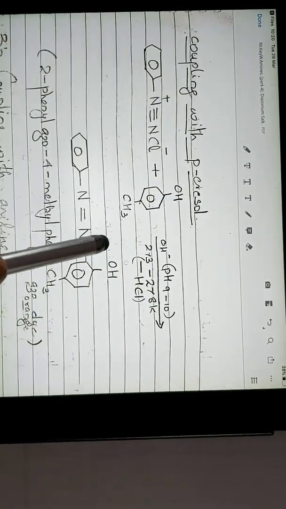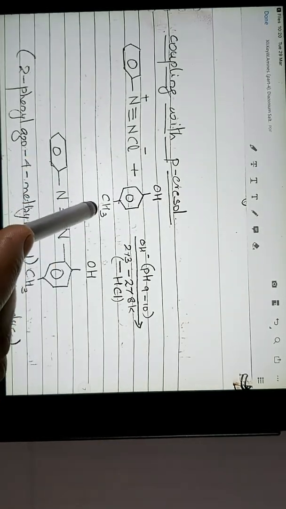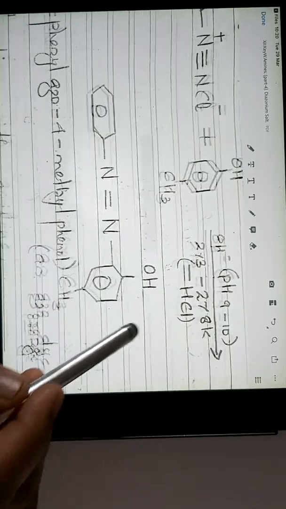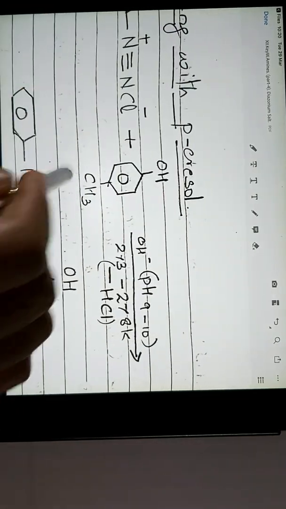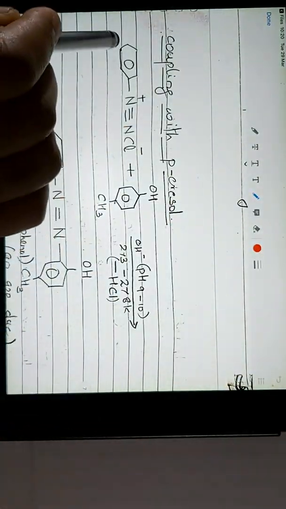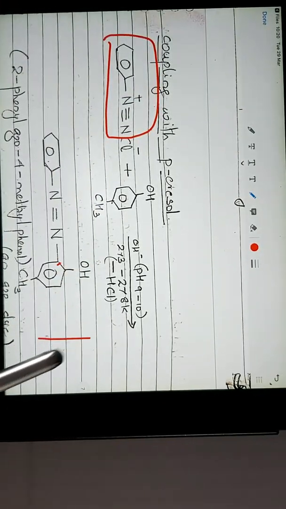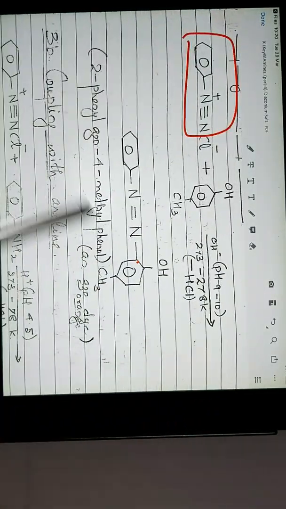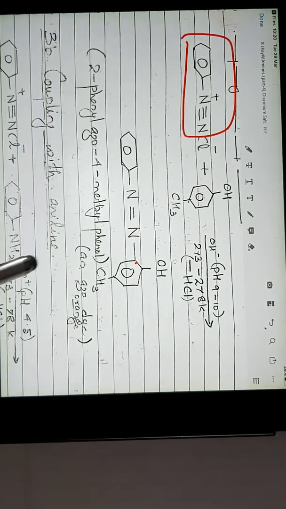Now, what if there is a particle in the para position? Let's see what will be happening. The diazo unit reacts with phenol, but the para position of phenol is occupied by another group of atoms. When that is the case, this unit will get attached to the ortho position, right? And then the product formed, you can see, is 2-phenylazo-4-methylphenol.